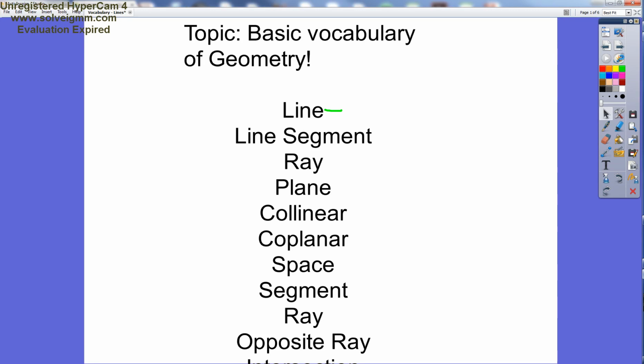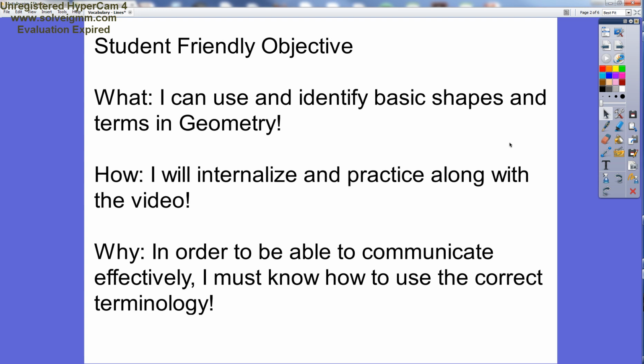Alright, hello everyone again. We're going to go on to our second vocab word here, line. So let's start with our objective here. What we are going to be trying to do is use and identify basic shapes and terms in geometry.